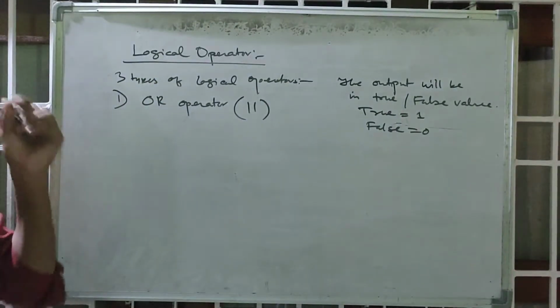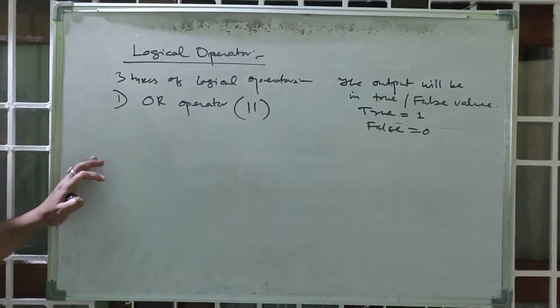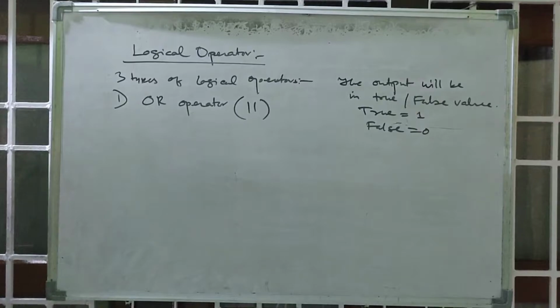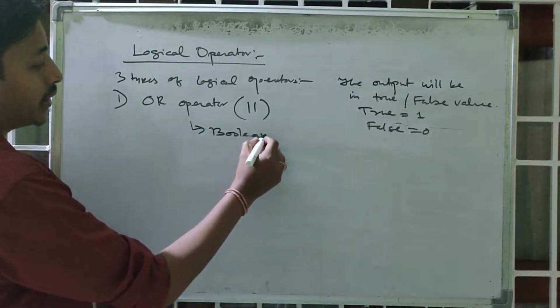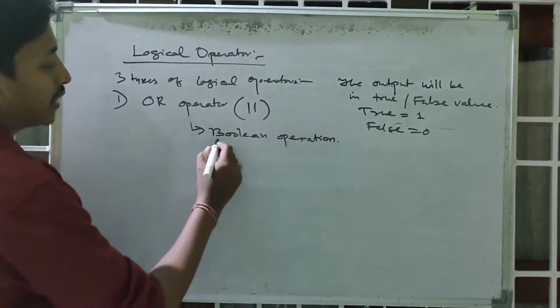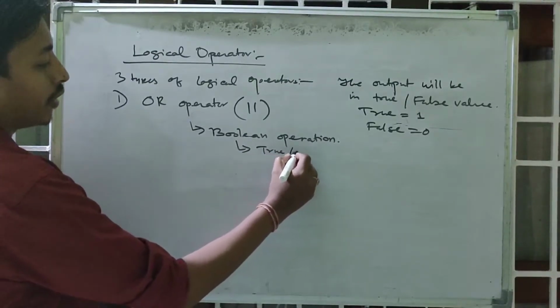Okay. Now see, OR operator means what? In your book you can see the OR operator performs the Boolean operation OR. It is a binary operator. It requires a minimum of two operands. So what is the Boolean operation? What is the meaning of Boolean? Boolean means either true or false.